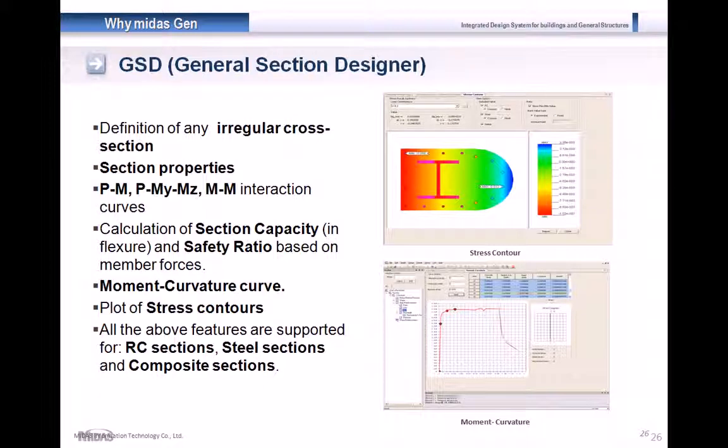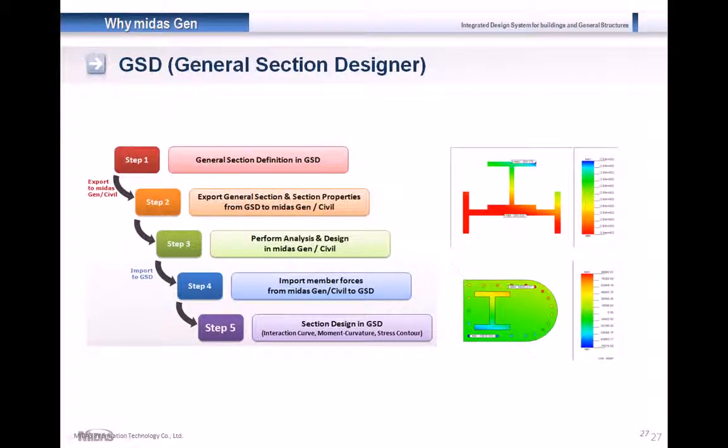Also, GSD provides section property and moment curve, and PM, PMY, PMZ, and MM interaction curves. Also, calculation of the section capacity and the safety ratio based on the member force is displayed. And it also plots the stress contour for all the cross sections. These steps are used for GSD. I will demonstrate it with the program.